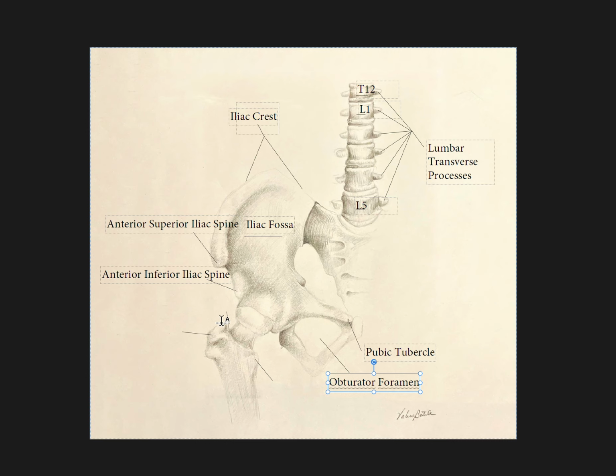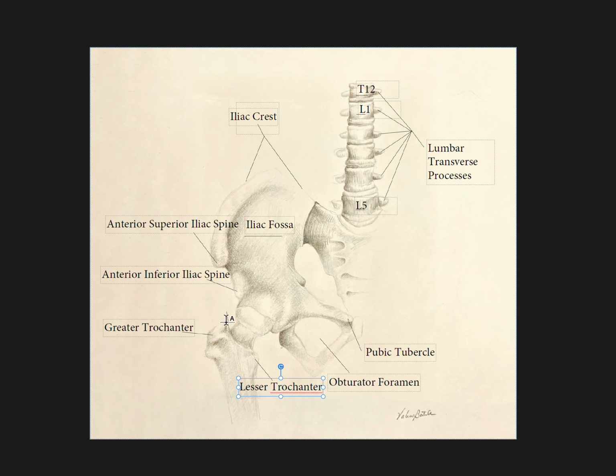Then we look at the proximal femur over here. One of the two major landmarks that we have is this large trochanter over here on the lateral side, and a much smaller trochanter on the medial side that kind of faces posteriorly a little bit. This one out here is known as the greater trochanter, whereas the smaller one is, you guessed it, the lesser trochanter. That's your lesser trochanter.